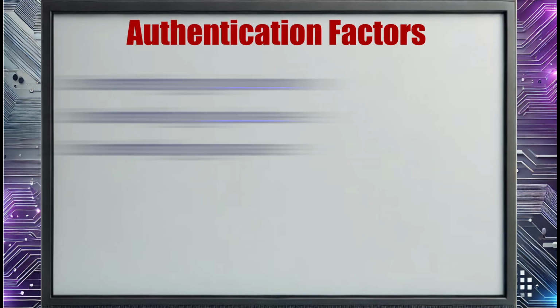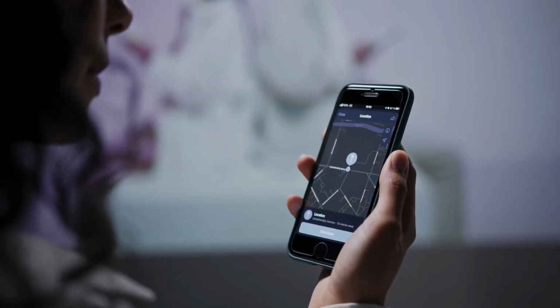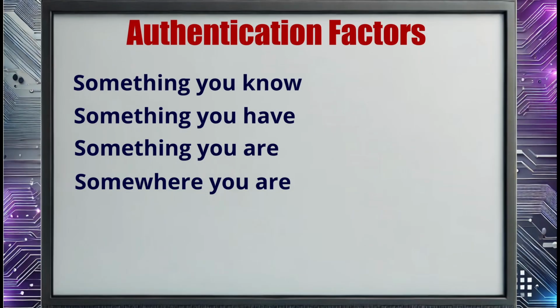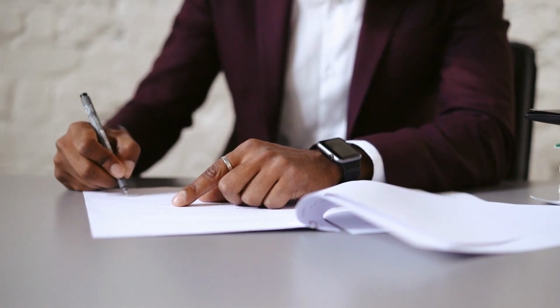Then there's type 4 authentication, somewhere you are. This takes into account where you are accessing the information from, like the IP address of your machine. This information allows only one session to be opened from the same machine at a given moment. And the last authentication factor is type 5, something you do. This takes into account the specific way you do something. For example, signing your name. You have a signature that virtually no one can copy exactly.